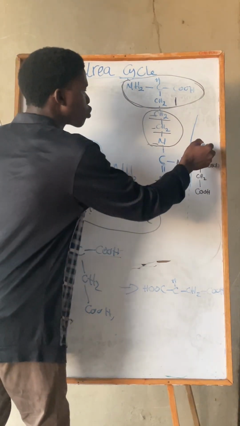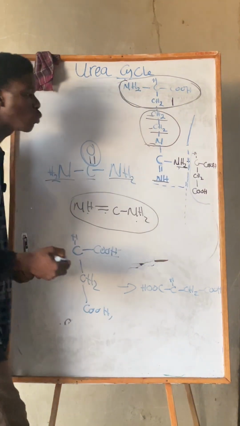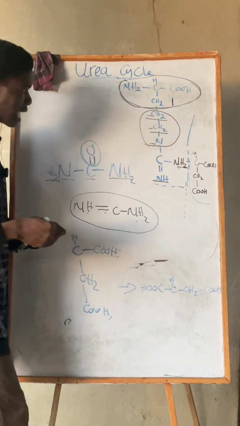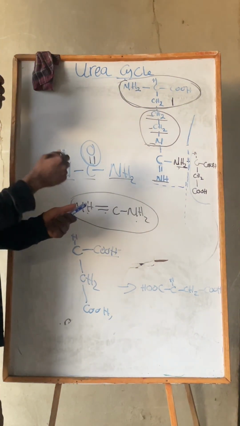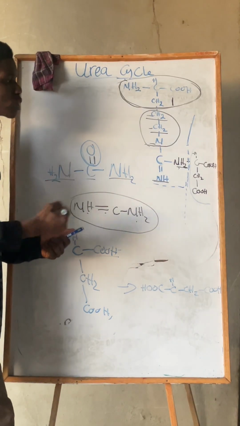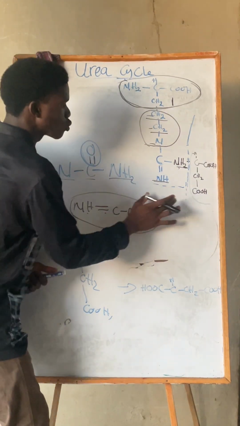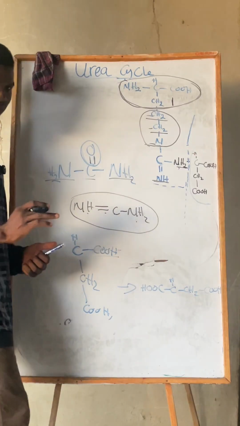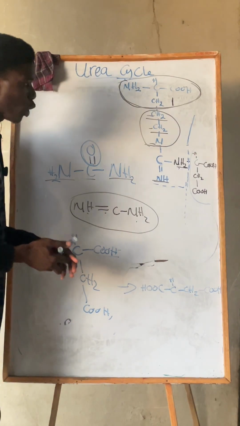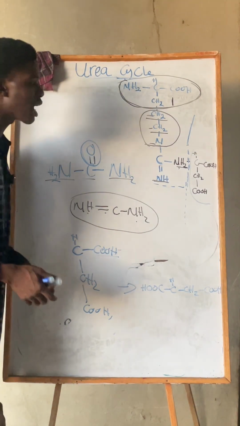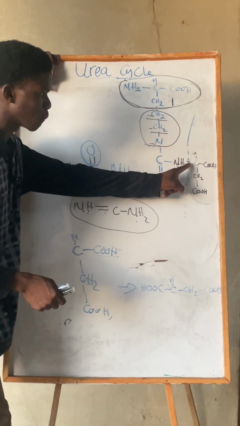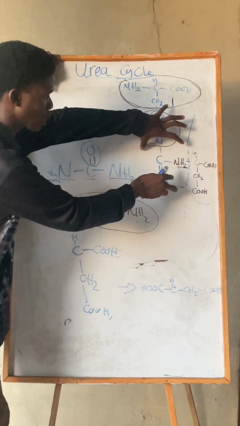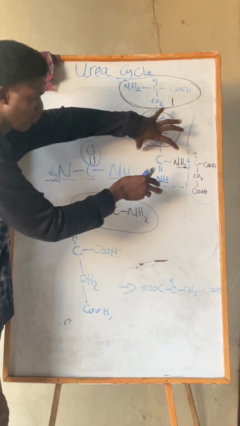That is why we call this whole structure adenosuccinate. That is, the moment your citrulline reacts with aspartic acid, you get adenosuccinate. Do you understand it? But mind you, don't forget that after breaking this bond here, we've gotten our arginine.